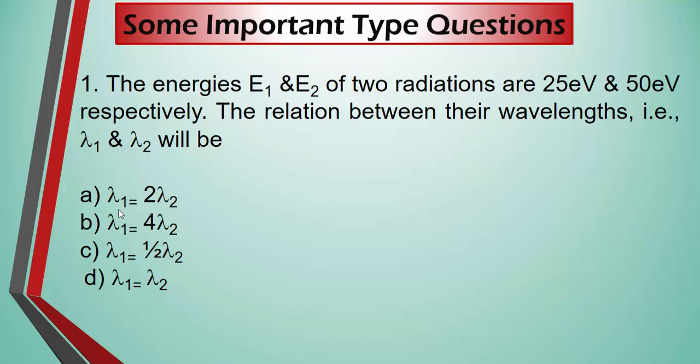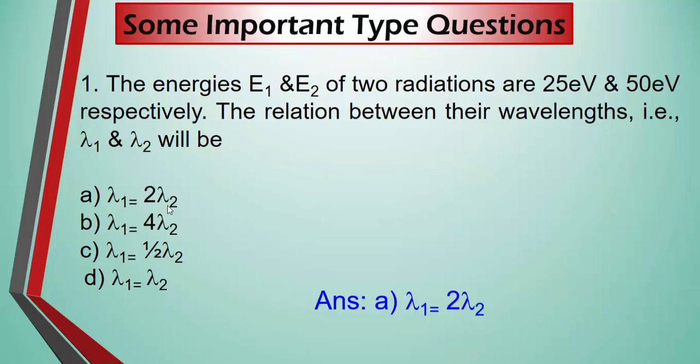Is it option A, lambda 1 is equal to 2 lambda 2, or option B, lambda 1 is equal to 4 times lambda 2, or lambda 1 is equal to half the value of lambda 2, or is it lambda 1 directly equal to lambda 2? So let's see which one is the answer. Answer is option A, lambda 1 is equal to 2 times lambda 2.